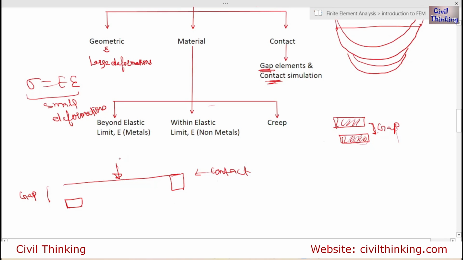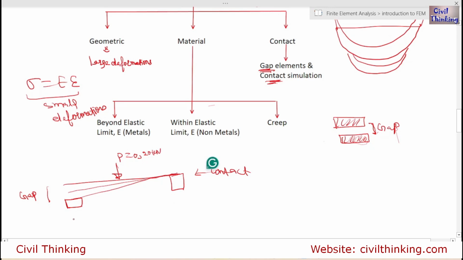Now for example, P is a load. At P equal to 0, what happens? This will not deflect, right? So remember, there is a reaction. When you apply a force on a body, it reacts back, right? But since there is no contact, there is no reaction. Now let us say you increase P to 20 kilonewton. Because of this, it will come close to this, and let us say it touches.